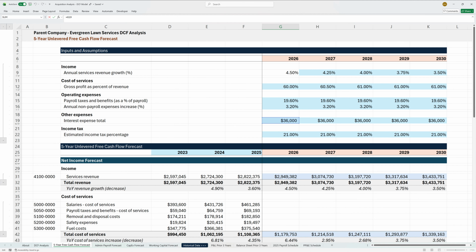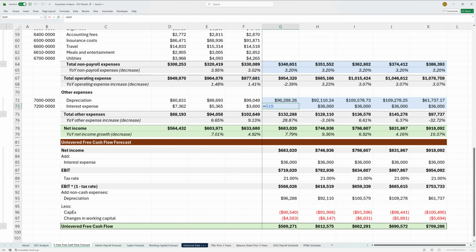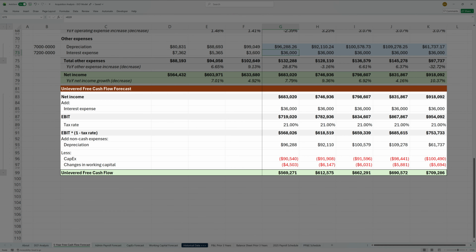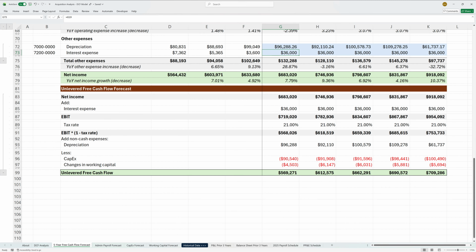So at this point, we have all the information we need to forecast our net income. And then you can see we begin to modify our net income to calculate our unlevered free cash flow. And to the point I just made about interest expense, you can see the first thing we do is add our interest expense right back to our net income. Also recall that because Evergreen is a pass-through entity for tax purposes, this net income figure is effectively pre-tax, so we only need to add back interest to get our earnings before interest and taxes.